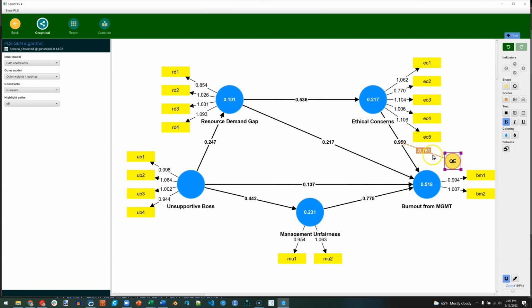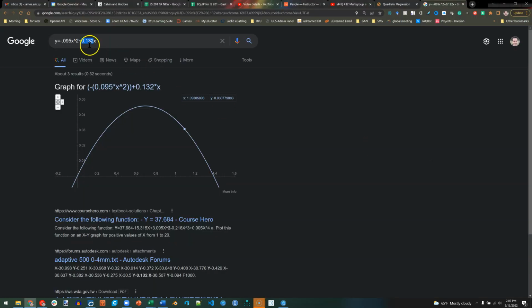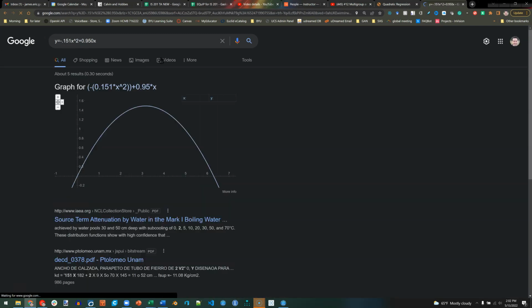Look at that. Okay, let's try this instead. So that's negative 0.151 and positive 0.950. This is 0.950 and negative 0.151. And that is more or less the same curve we just looked at. So it tells us the same thing because it was all relative. But that's how you'd plot it with the unstandardized effects. Hope that helps.